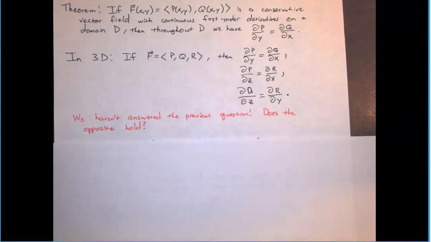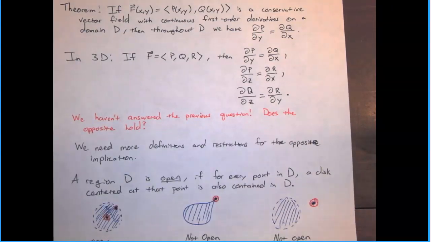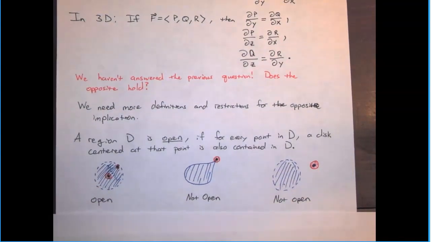And this will take just a minute, and some of this might be pretty abstract, so just bear with me. The first definition we need is the definition of an open region. So we call a region D open if for every point in D we can find a disk centered at that point that's also contained in D.